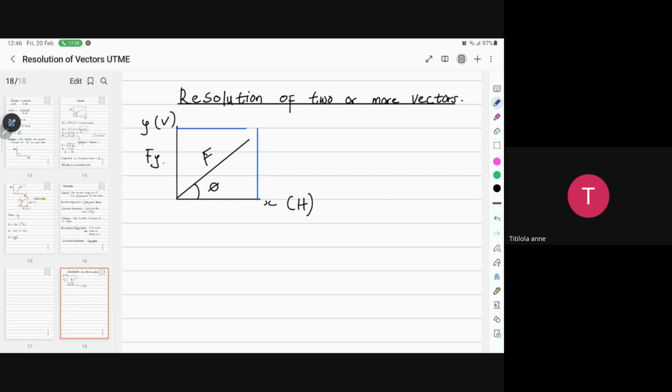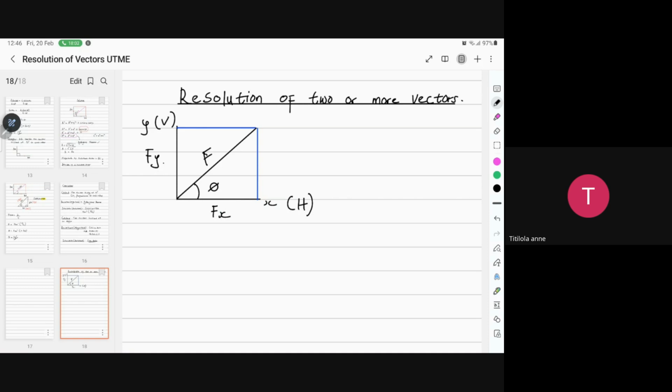Let's just form a triangle. And then let me extend this line of force. Good. So the vertical component of this force is what we call our Fy, while the horizontal component is what we call our Fx.